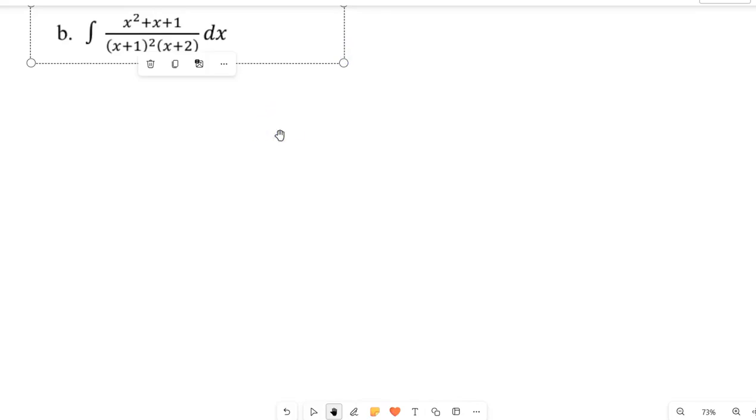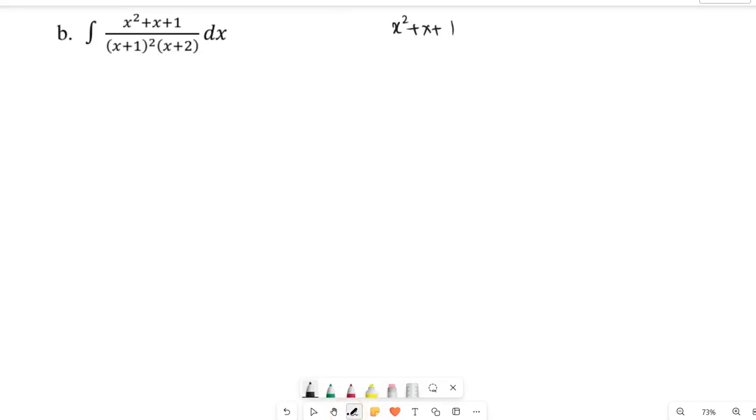Here's the next part of that. Let's write the fraction on the side first, x squared plus x plus 1. I notice that the first is a linear factor, but it's repeating 2 times. And the second is also a linear factor, but that is not repeating. So because of the first, we will have two fractions.